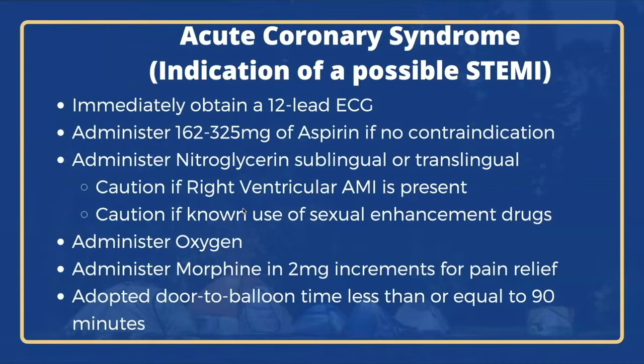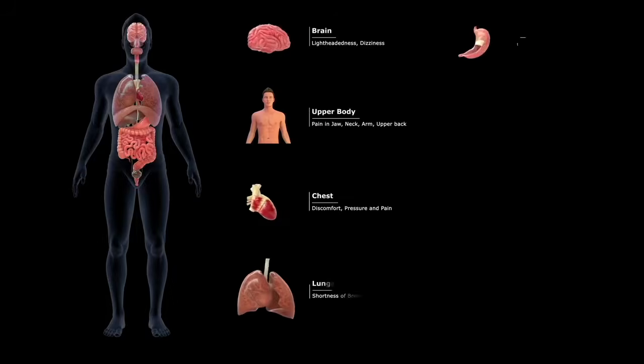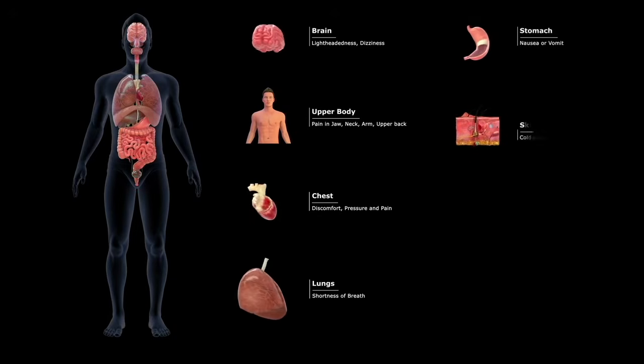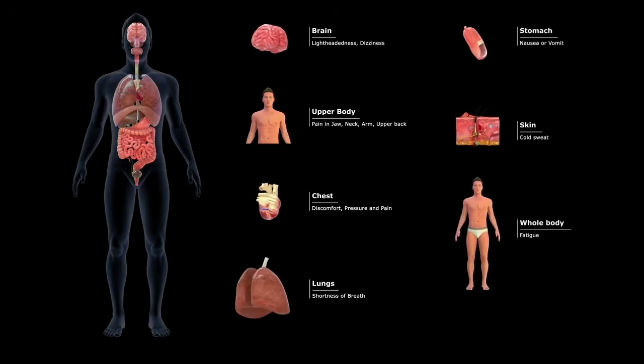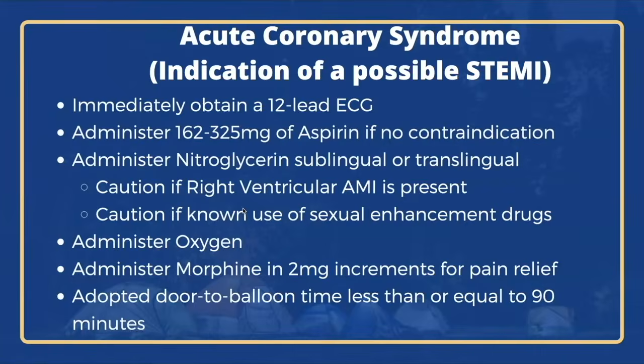Acute coronary syndrome, where there's indication of a possible STEMI, you want to immediately obtain a 12-lead ECG. You want to administer 162 to 325 milligrams of aspirin if no contraindication is there. Administer nitroglycerin sublingual or translingual. Caution if there's right ventricular AMI present, or caution if they've been known to use sexual enhancement drugs, aka Viagra. You want to administer oxygen.